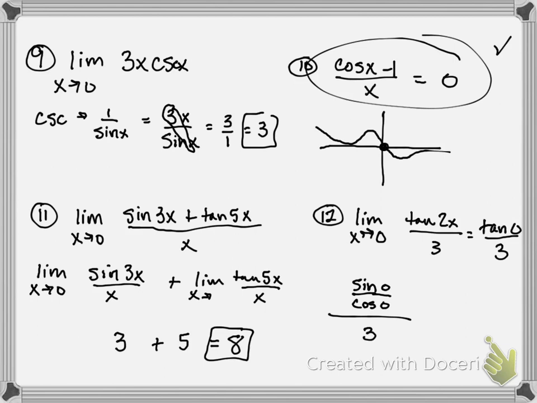So what is the sine at 0? The sine of 0 is 0, over 1, which is the cosine at 0. Okay, all divided by 3. Well, we know 0 over anything is just 0. So this whole limit has got to go to 0.